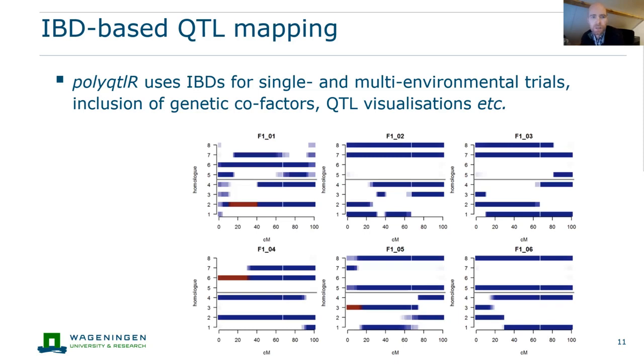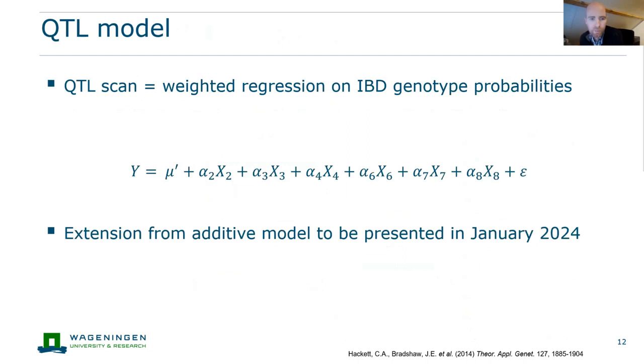So once we have those estimated, we then use them for trait mapping. Essentially the model for that association is a weighted regression using these IBD genotype probabilities, and that's performed genome-wide, a QTL scan. So again, quite similar to what's done in the alternative packages. Up to now, we have only used an additive model for the QTL detection step. So I'm going to be showing a small extension to also do an initial scan for non-additive effects, and that will be presented in January as well.